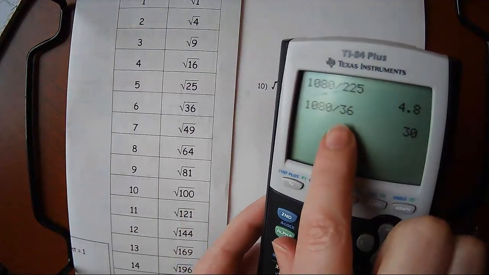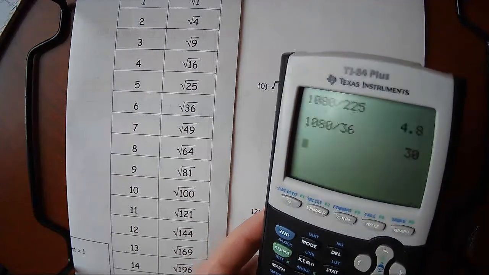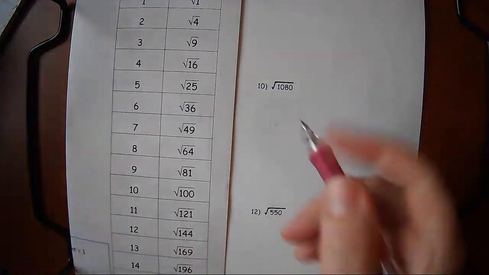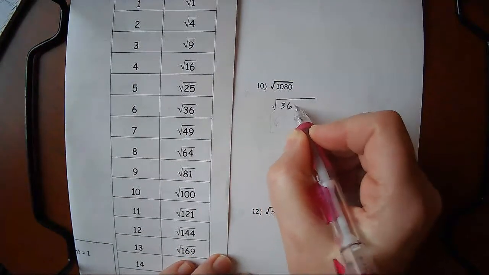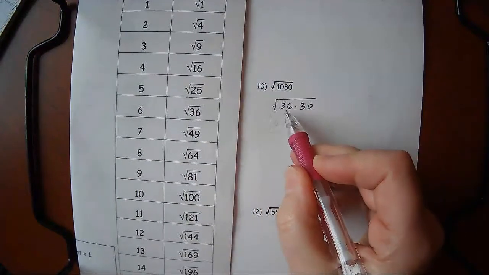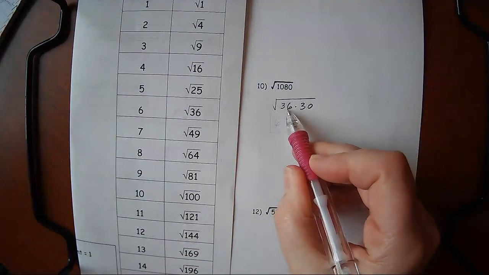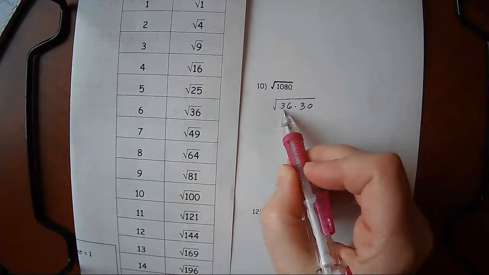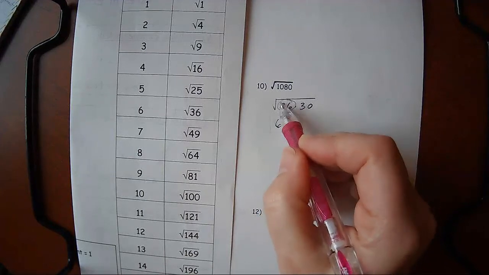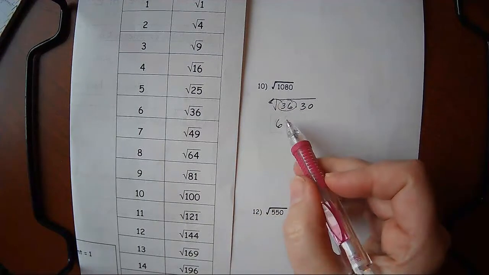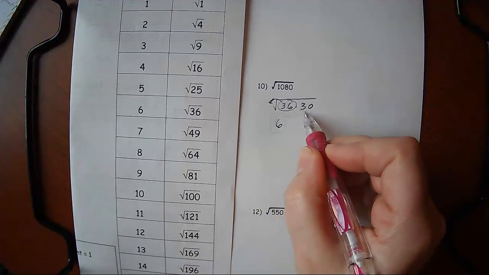That means 36 times 30, those are my factors. Right here underneath my square root, I'm going to factor it. I have 36 times 30. I always put my perfect square first. Then the square root of 36 is 6, and that comes out of the radicand. And then the square root of 30.